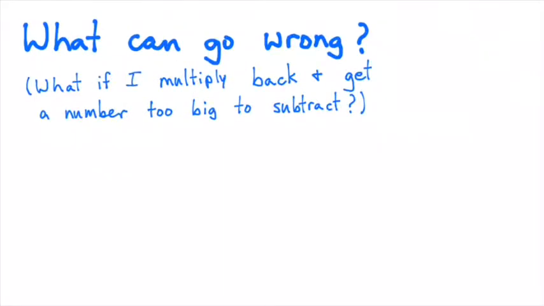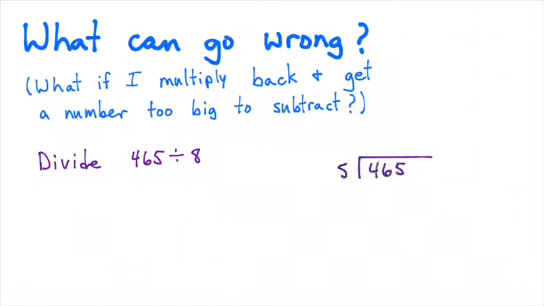Another thing that could go wrong is we could make a bad guess. So what if you make a guess and you put your number on the top line, but after you multiply back, the number you get is too big to subtract? So let's take a look at 465 divided by 8. So here we have it set up, and now notice that 8 won't go into 4, so we'll have to take the 46 at one time. So how many times will 8 go into 46?